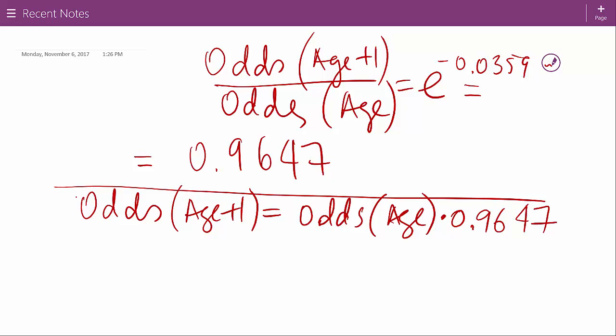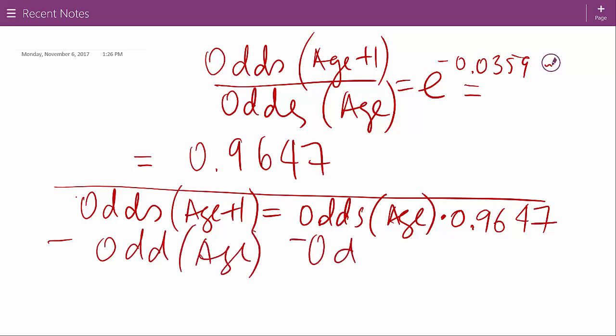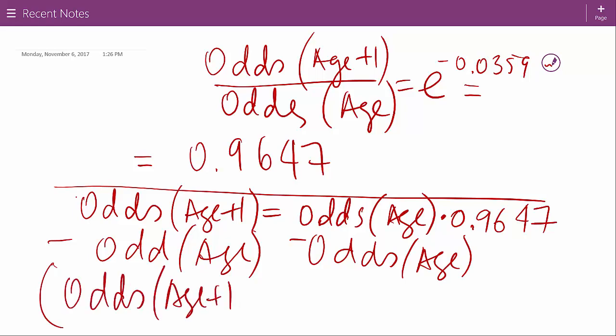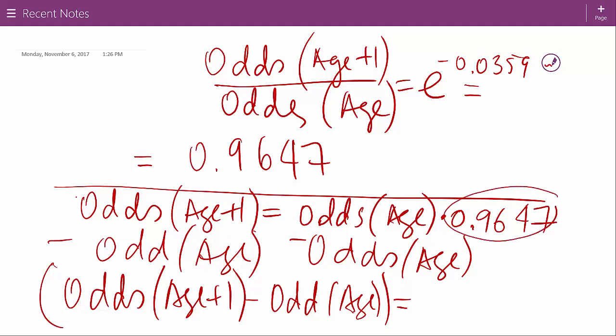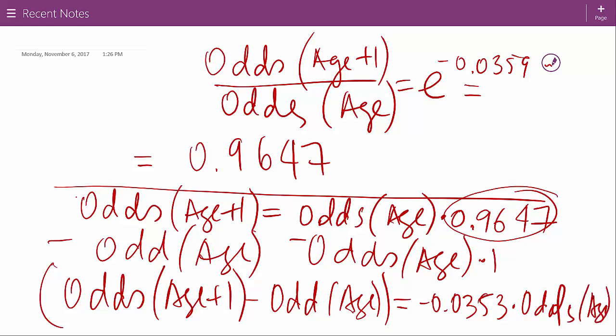And let's do the same thing as we did before. So subtract from both parts odds for the age. And minus odds for age, okay? So in the left side, I'm going to have the difference of the odds: odds for age plus 1 minus odds for variable age is equal to, and here I'm going to get a negative number, agree? Because from 0.96, effectively I'm subtracting 1. So I'm going to get minus 0.0353 times the odds for the variable age, okay?